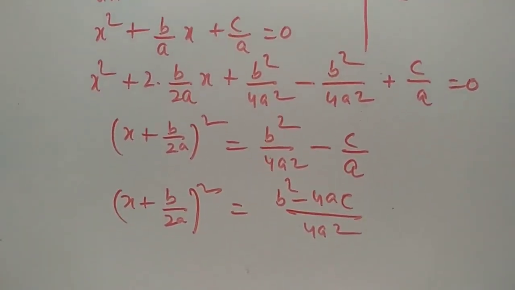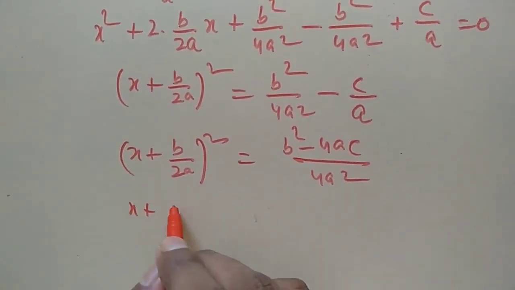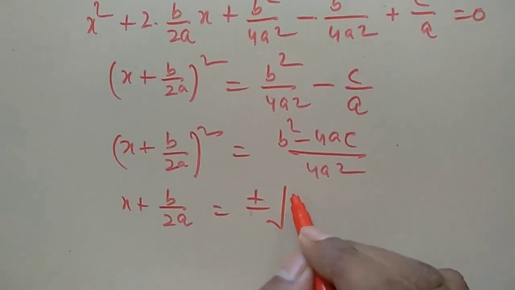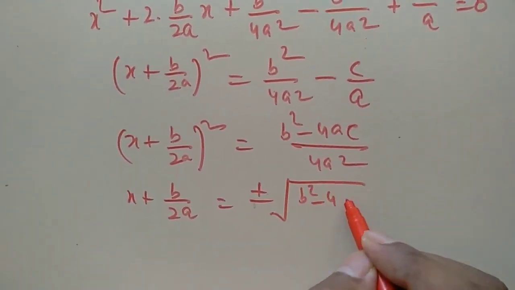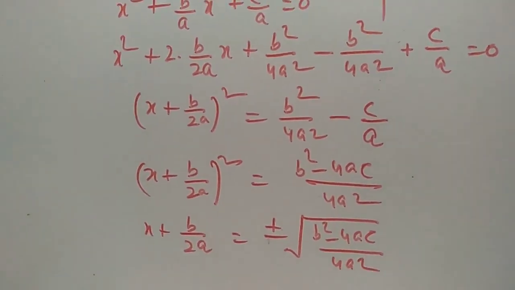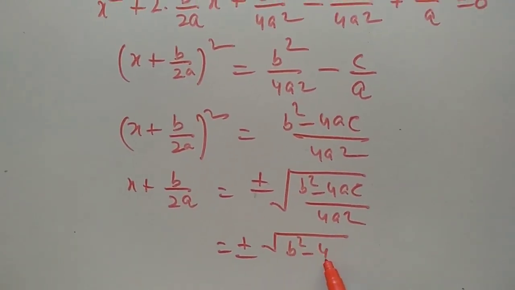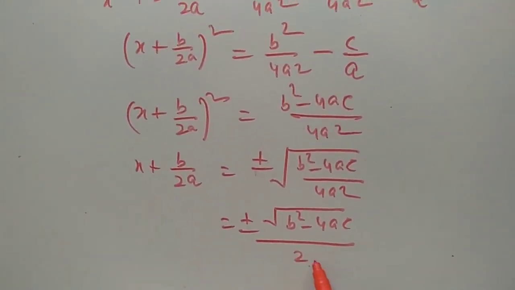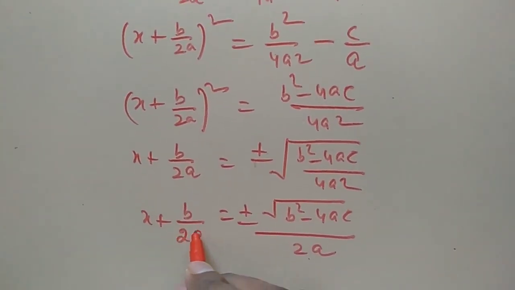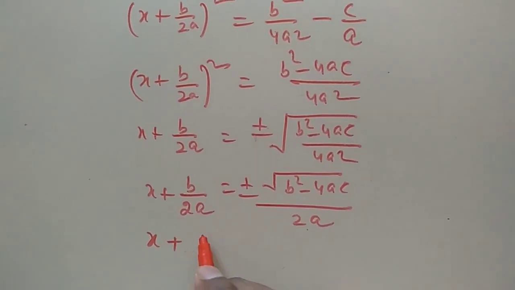Now you just look at the expression, this has taken the form of x square equal to something. If that something is also a perfect square, then you have got your answer. So x plus b upon 2a equal to plus minus, because when you take the square root of any expression, this always gives you two values, plus and minus. So I write under root b square minus 4ac upon 4a square. The numerator is not a perfect square, so it will remain under root, but the denominator is the square of 2a. So this becomes like this.